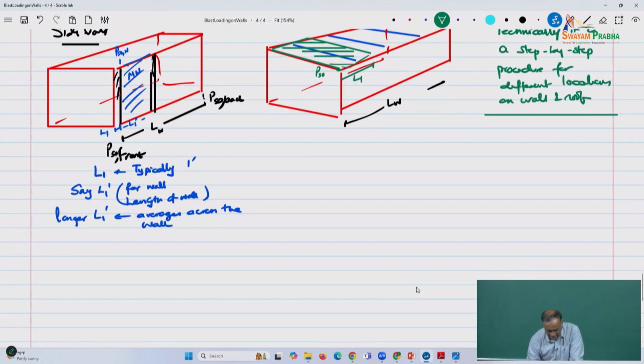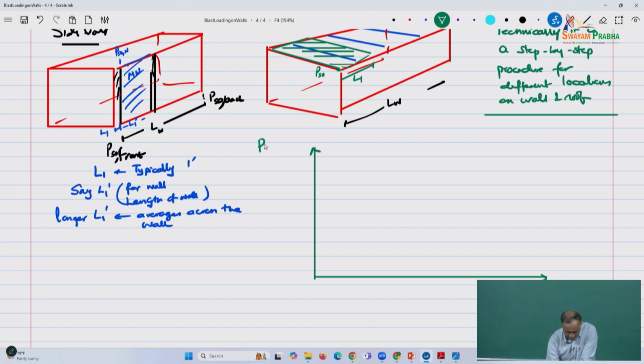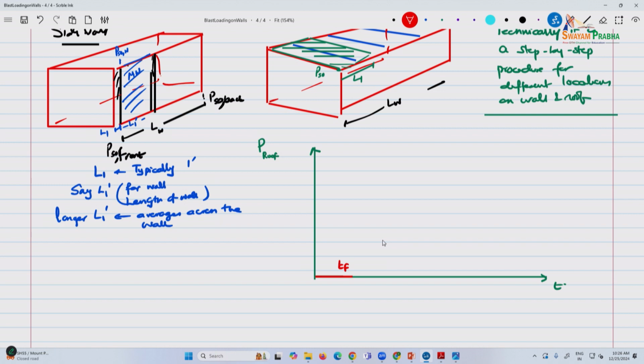But the loading curve is a little different. So if it is P versus T, now let's say this is roof. Depending on where you are, let's say this is TF, and there is an increase, a rise time, and then there is a drop time, and then it continues.